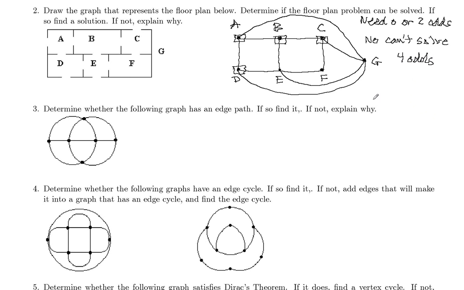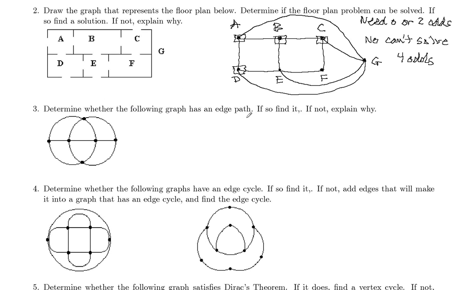Okay. So if we did have two odds, then one of those would be the start and the other one would be the end. And if we had zero odds, then you could start and end at the same place. So in this case, we can't solve. Okay, but on the test, I may put one that you can solve. Okay, so that's how I could change it. So I'd have to have zero or two odds there.